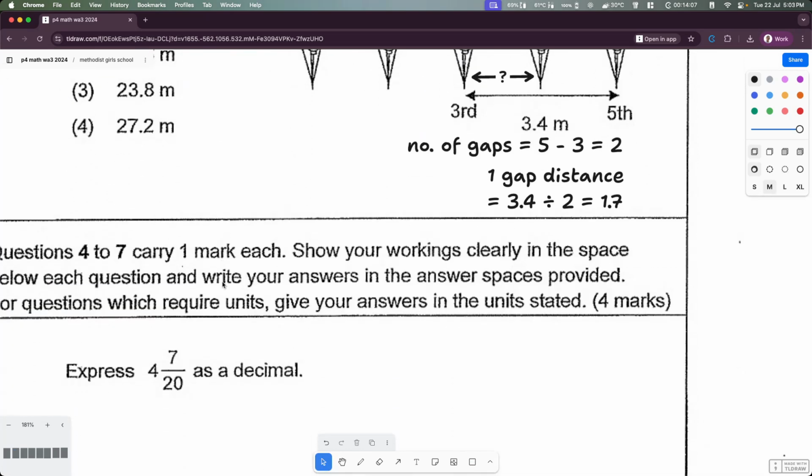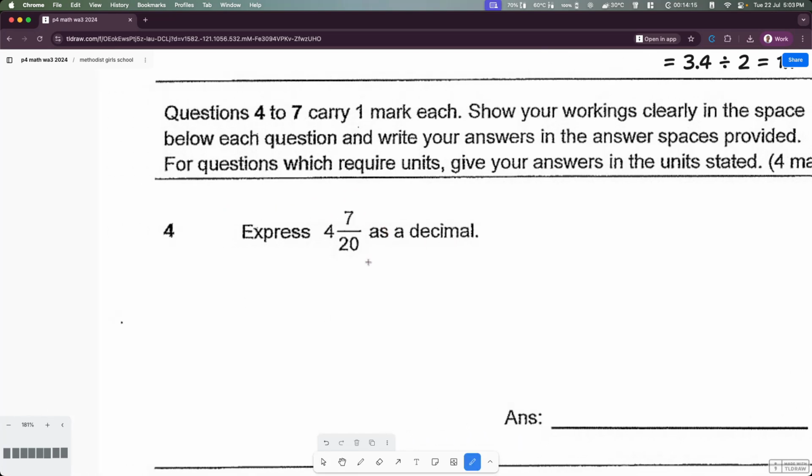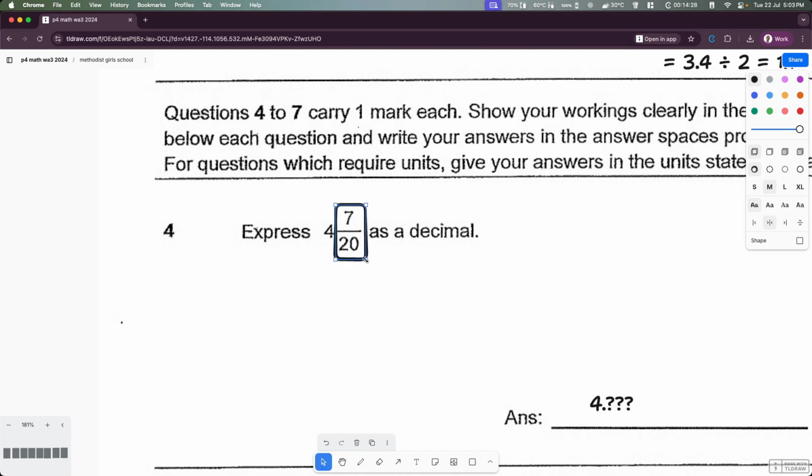All right, let's move on to the next question. Question 4. Express 4 and 720 as a decimal. Essentially, we know that the number 4 is the whole number, so the answer is 4 point something, but we don't know the decimal. So we want to convert this 7 over 20 into a decimal.